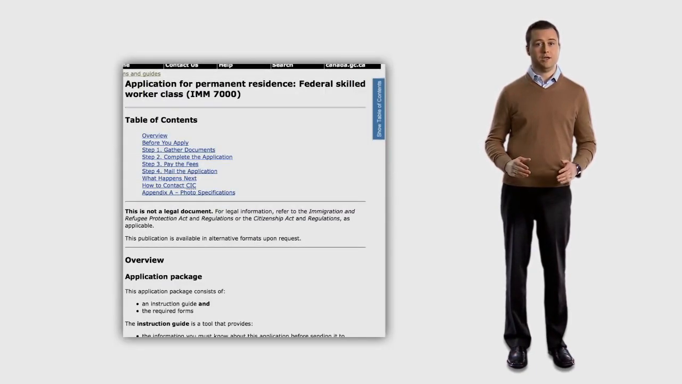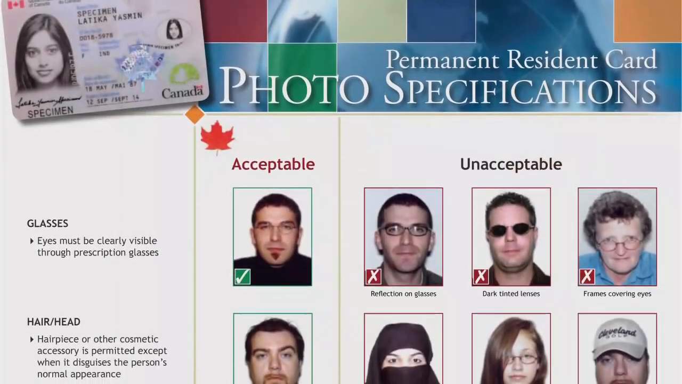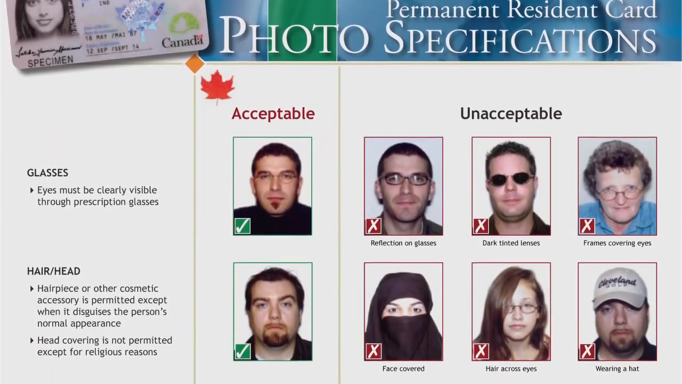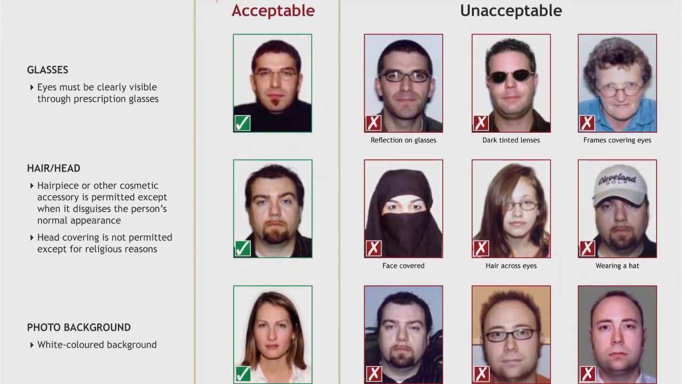Another common problem area is photos. We have very specific photo requirements, and these are clearly outlined in each application kit. They are sometimes different for different applications. We often receive photos that do not meet our specifications. Sometimes they're damaged, or they're not clear, too dark, or have shadows.